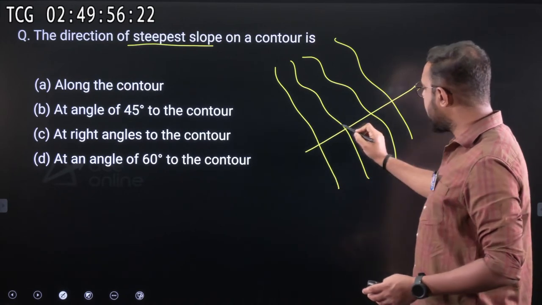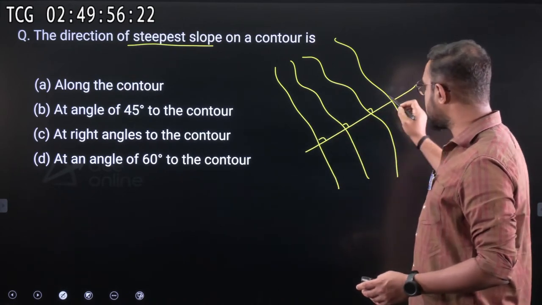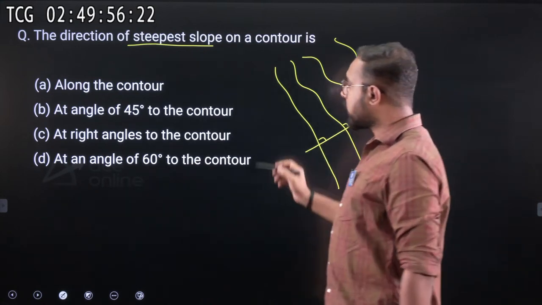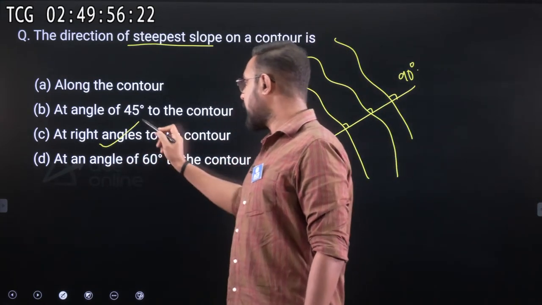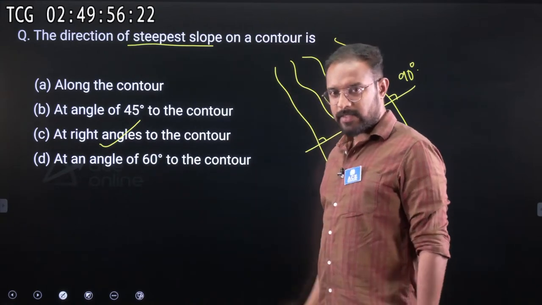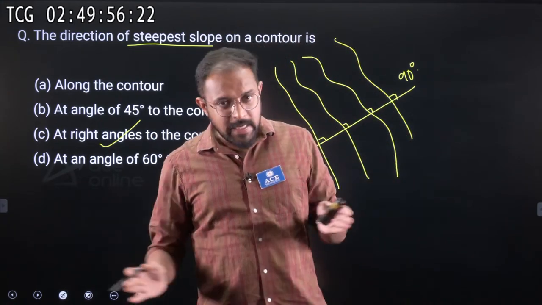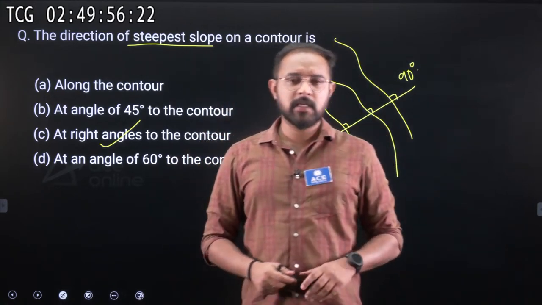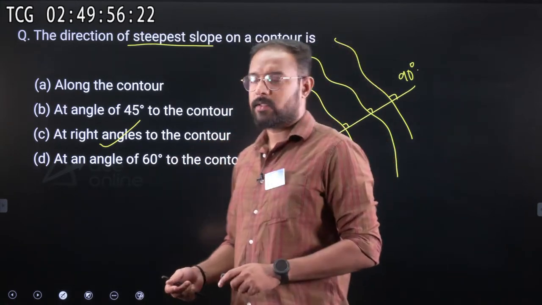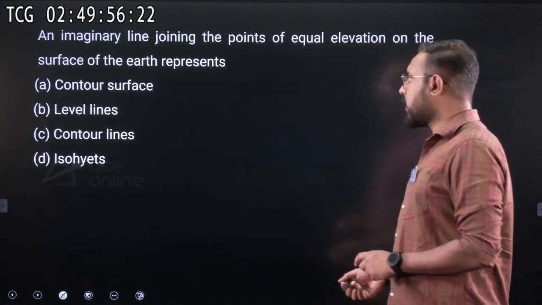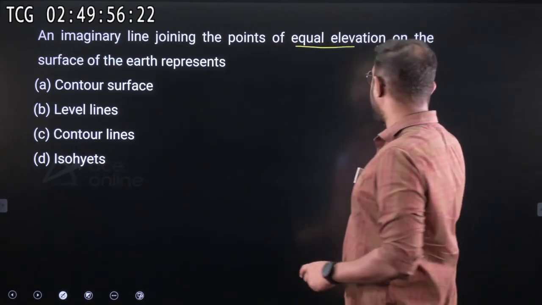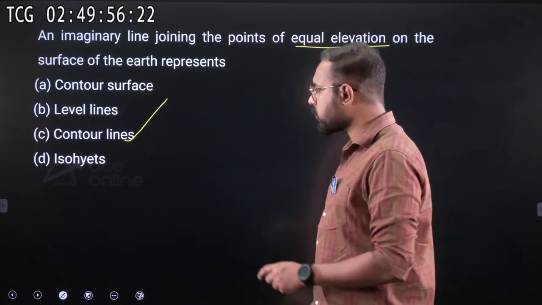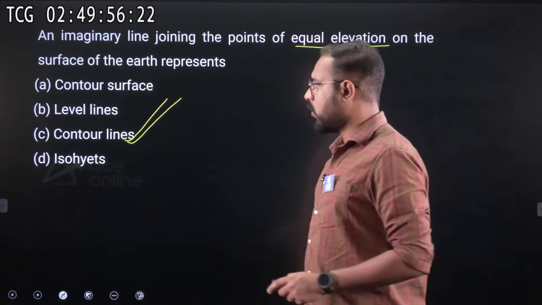If I am going at 90 degrees, what is the shortest distance between two lines? It is 90 degrees. So the direction of steepest slope is at right angles to the contours. Right? I just told you now, horizontal equivalent should be the least steep slope you will get. What is the shortest distance between two lines? Perpendicular distance. That's it. An imaginary line joining points of equal elevations on the surface of the earth is known as contour lines. Right, that is what we call contour lines.